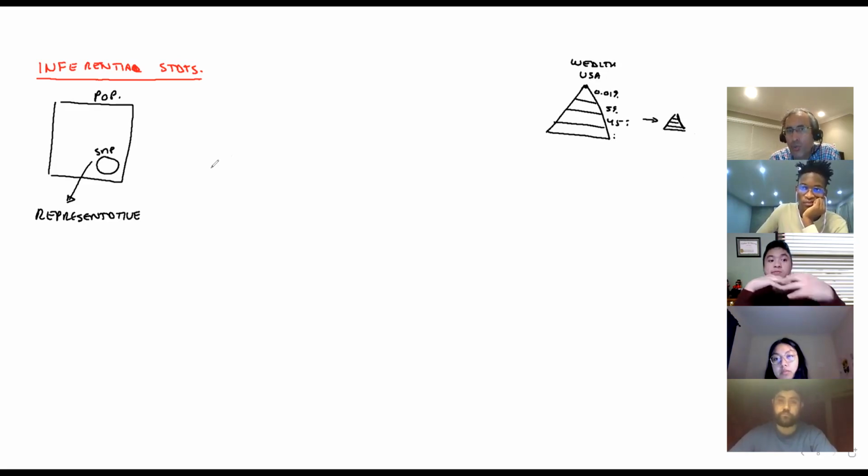Make sense? That's crucial. If your sample is wrong, guys, all your analysis is wrong. You agree? It doesn't matter how well your econometrics or your statistics are working. It doesn't matter. It's wrong because the input is wrong. Make sense? So that's why sampling, guys, is so important. And I think most of the time we overlook these sampling techniques.